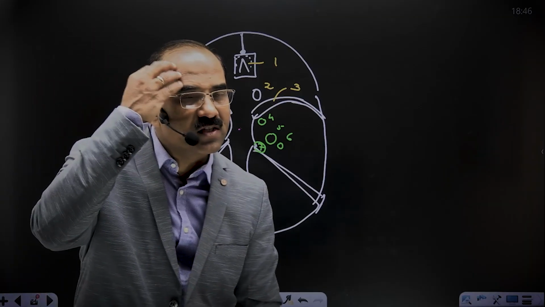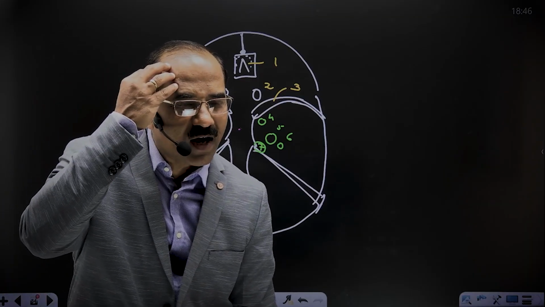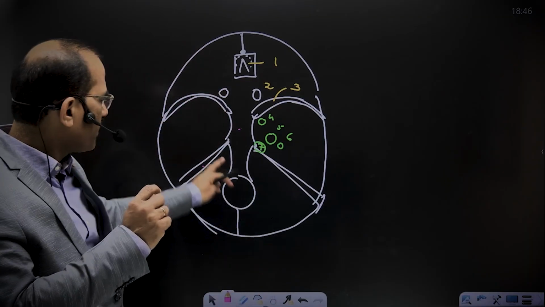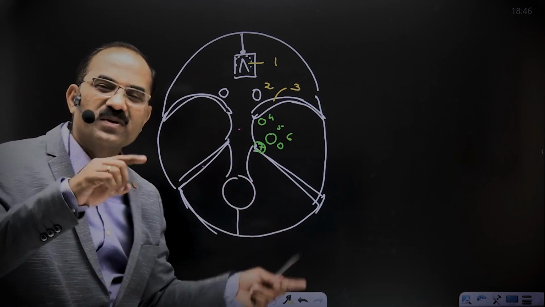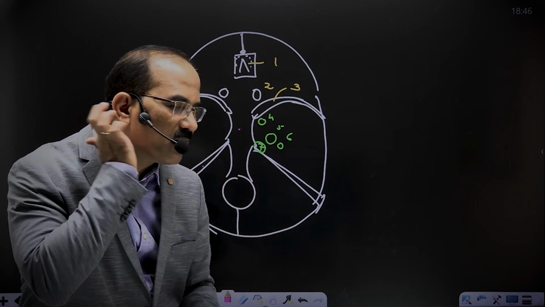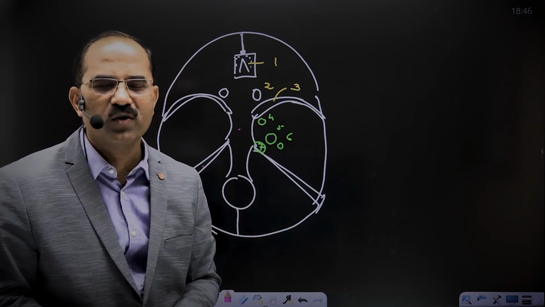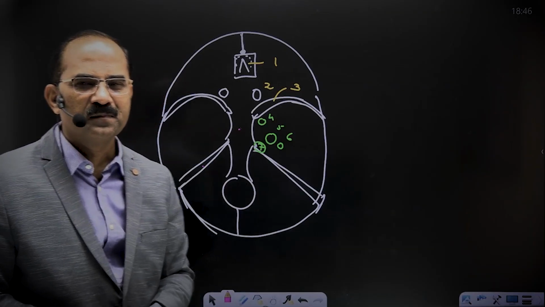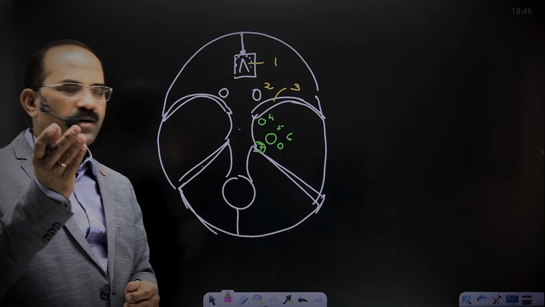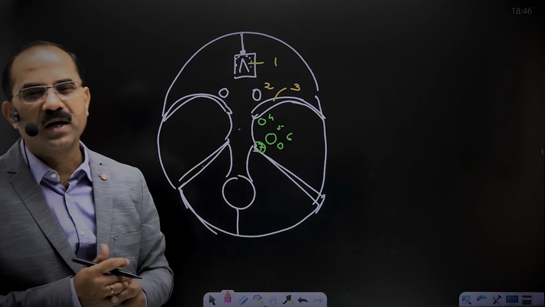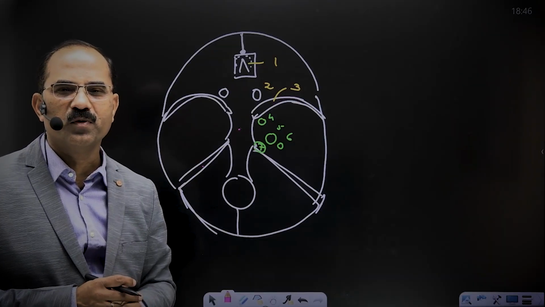Petrous part. What is this part of the temporal bone? Squamous part. Okay, what is this part of the temporal bone? Petrous part. What is this part behind the ear? Mastoid part. Mastoid part of the temporal bone, right? So squamous part, petrous part, mastoid part of the temporal bone.